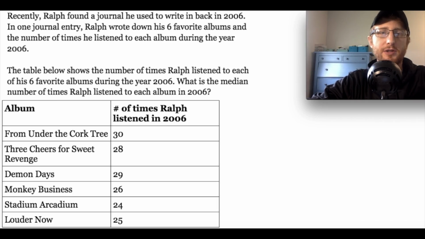Recently, Ralph found a journal he used to write in back in 2006. In one journal entry, Ralph wrote down his 6 favorite albums and the number of times he listened to each album during the year 2006. The table below shows the number of times Ralph listened to each of his 6 favorite albums during the year 2006. What is the median number of times Ralph listened to each album in 2006?